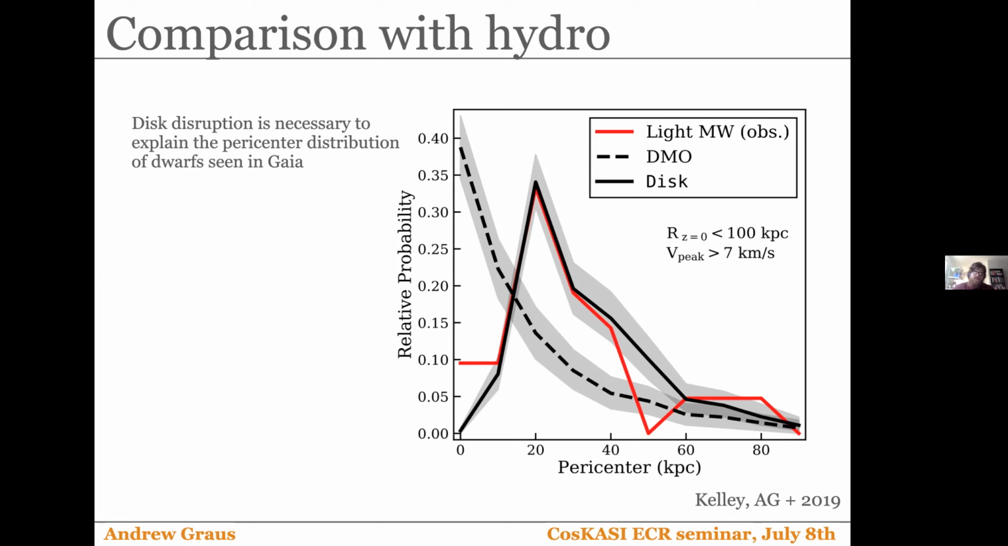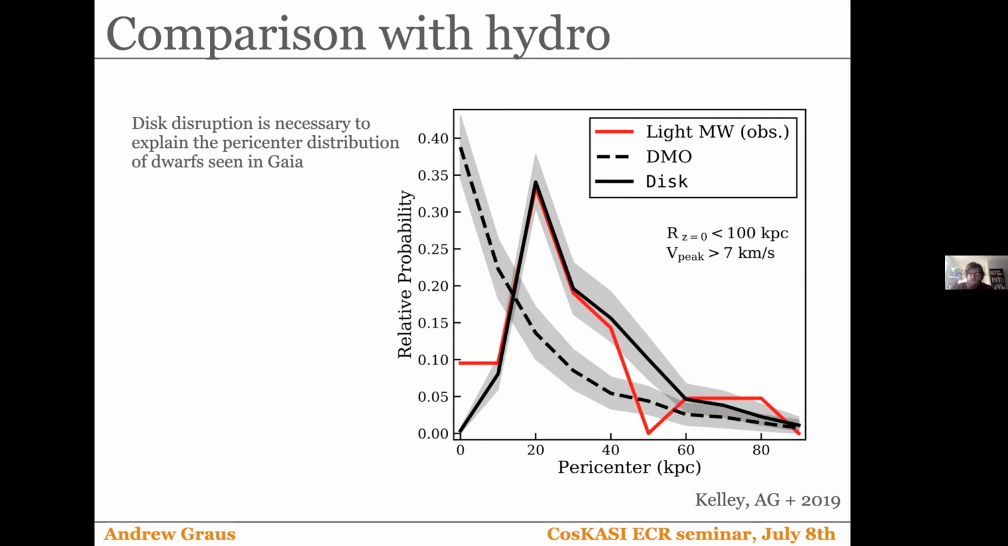And what you can see there is that the pericenter distribution increases without limit, basically going down to the center. So subhalos are able to get arbitrarily close to the Milky Way itself and still have lived to the present day, more or less. Whereas in these disk simulations, there's a peak.